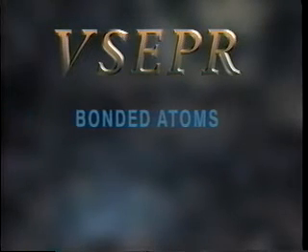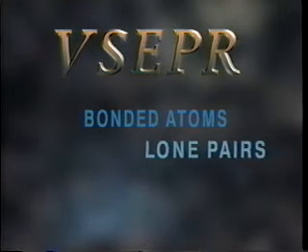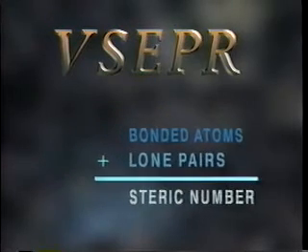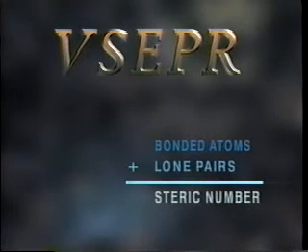To use VSEPR theory, count the number of bonded atoms and lone pairs. The total is the steric number. The steric number allows us to predict the shape of a molecule.